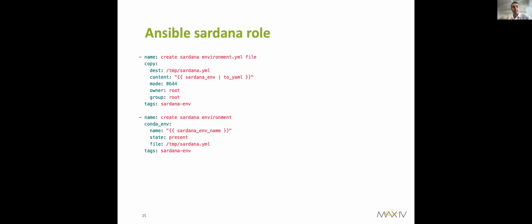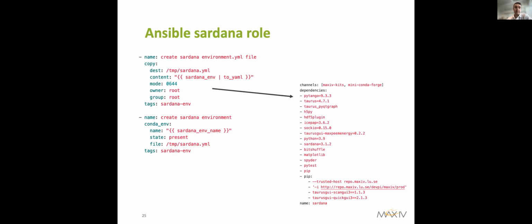And for Sardana that I mentioned before, the environment is a bit more complex. So we have a specific role for that. But basically we'll create an environment.yaml file that can be customized based on some variables. And then it will use this Conda env module to create the environments. And we do that because using environment.yaml file, you can mix both Conda packages, but as well pip packages, for sometimes if we don't have Conda package yet. So that's why we used this environment file.